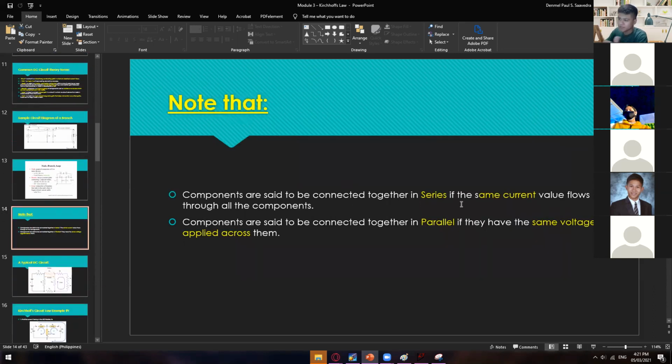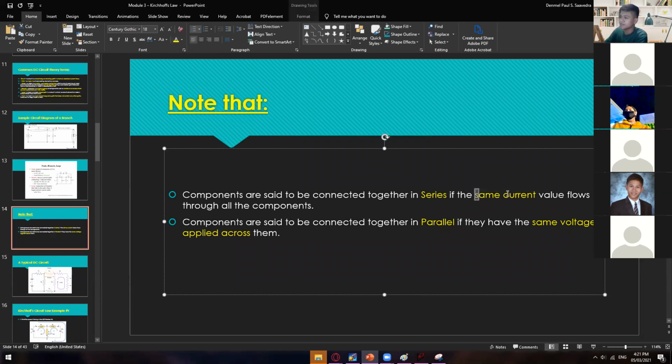So just take note that when you say series, you have the same current flowing on all of the components. This is actually the idea of Ohm's law. And if it's parallel, then they have the same voltage applied across them. So if it's series, the one that is equal in everything is the current. And if it's parallel, then the one that is equal on every component is the voltage.